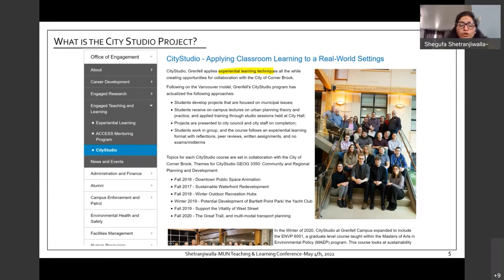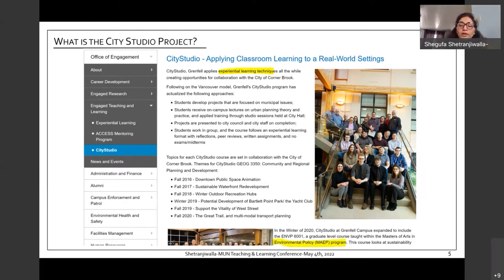And this project concept is not new. For the past 6 years, the City Studio projects have been applied to many environmental focused courses, and you can see even to an environmental policy graduate course at Grenfell itself. Very recently, it was applied in chemistry, but it has never been applied in environmental toxicology.